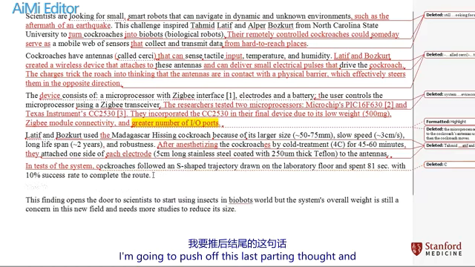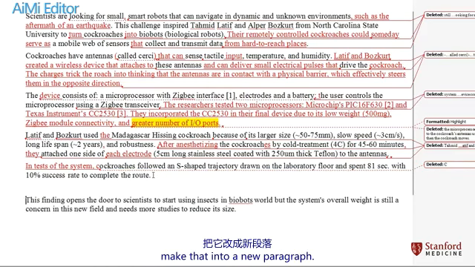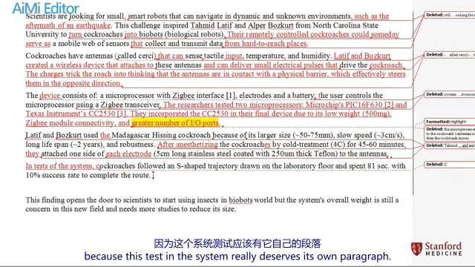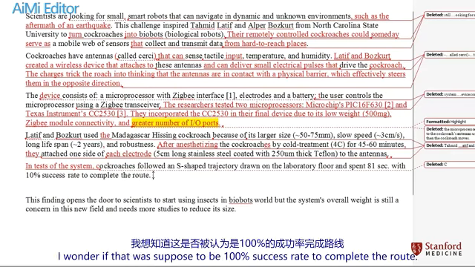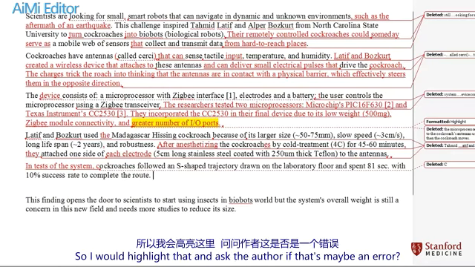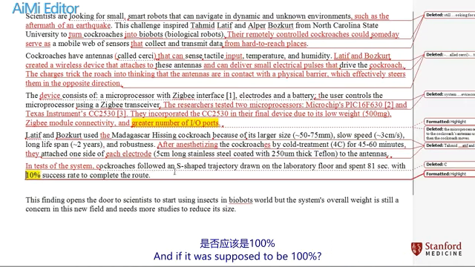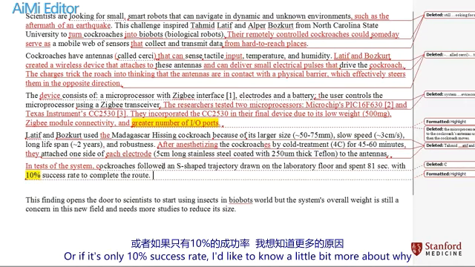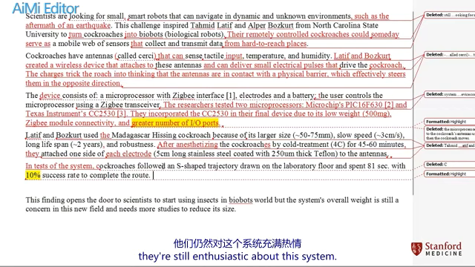I'm going to push off this last parting thought and make that into a new paragraph, because this test of the system really deserves its own paragraph. I wonder if that was supposed to be 100% success rate to complete the route, because if it's only a 10% success rate, I'm thinking that's not very good. So I would highlight that and ask the author if that's maybe an error and it was supposed to be 100%, or if it's only 10% success rate, I'd like to know a little bit more about why they're still enthusiastic about the system. And we need a lot more details here.